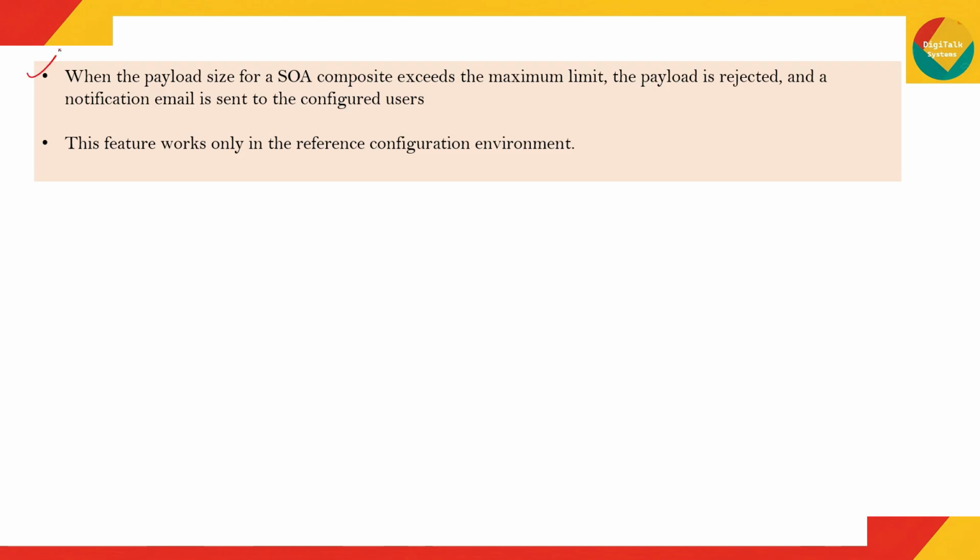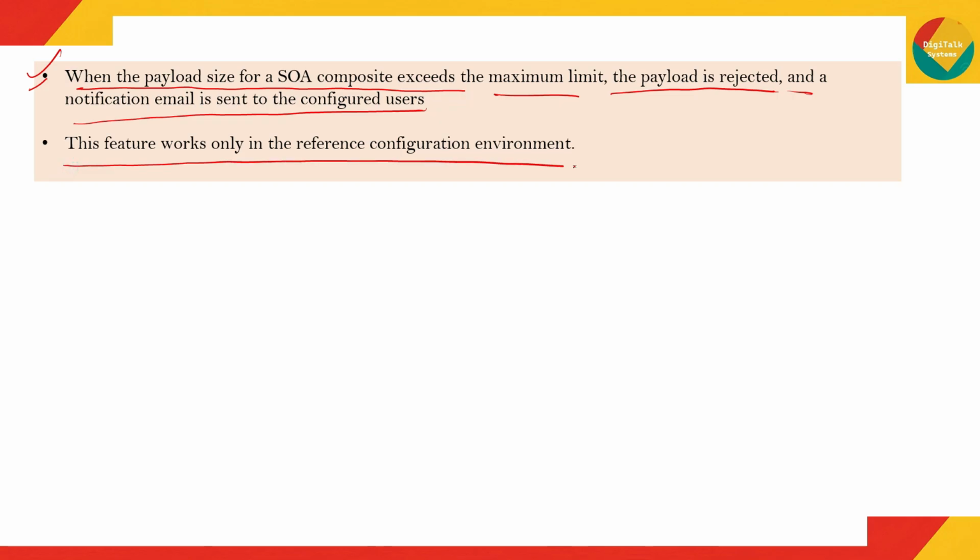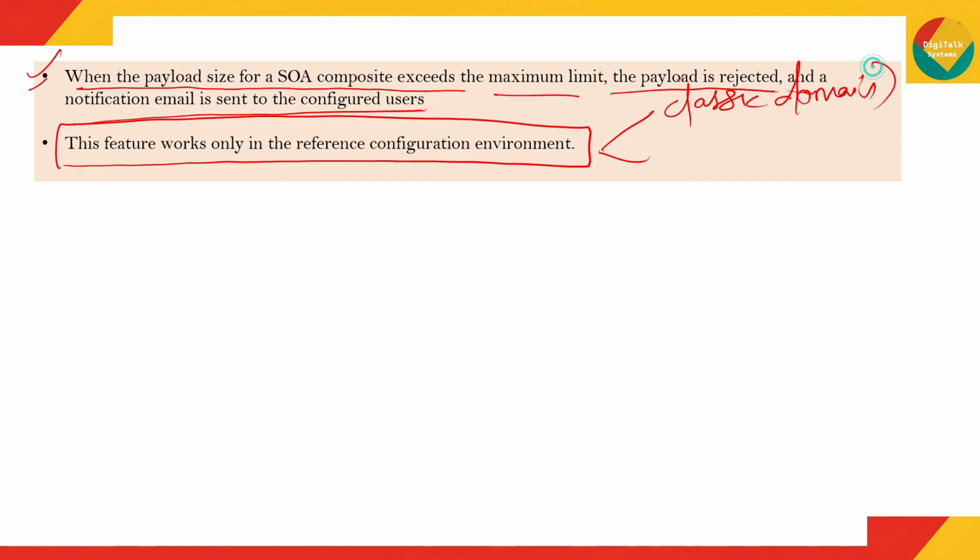Now this is the feature I mentioned: when the payload size of the SOA composite exceeds the maximum limit, the payload is rejected and a notification email will be sent to the configured users. Now this feature works only in the reference configuration domain, okay, so we have two kinds of domain, okay, one is called the classic domain. Okay, so that means whatever domain we have been configuring so far or earlier, okay, this is specifically the classic domain. And the second is called the reference configuration domain.